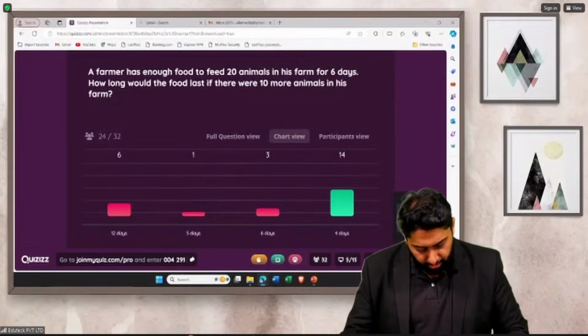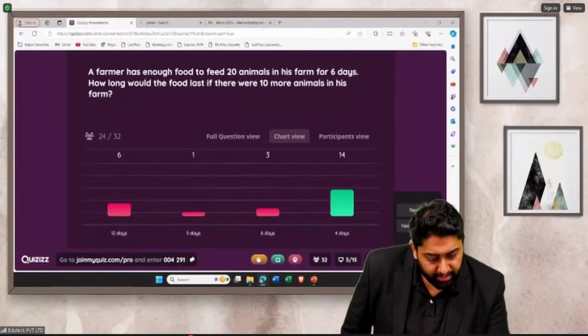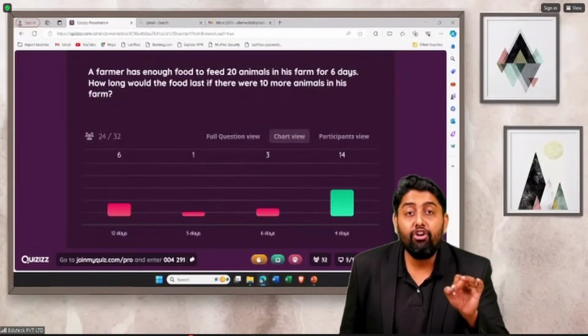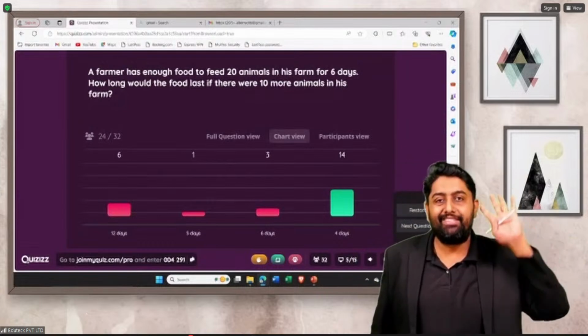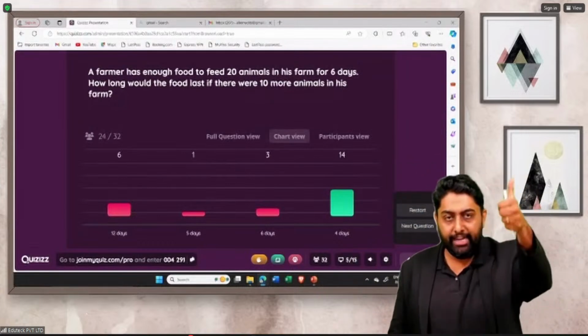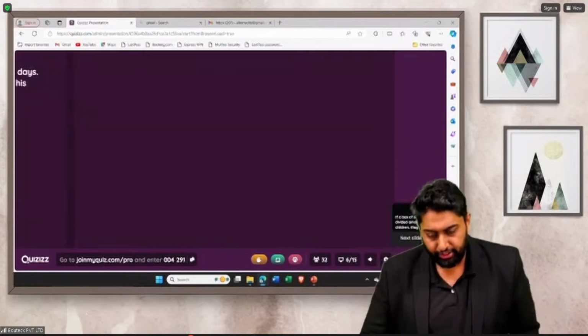Chalo, let's move on to the next one. The next question is question number 6. We have already covered 1/3 of the quiz. 1/3 of the quiz is done. Great job. Good going. Next question.